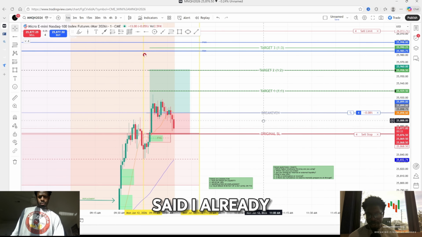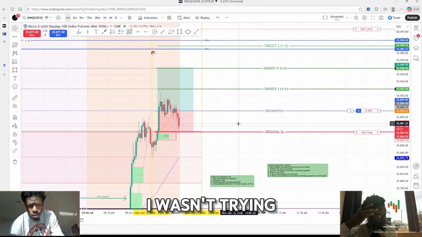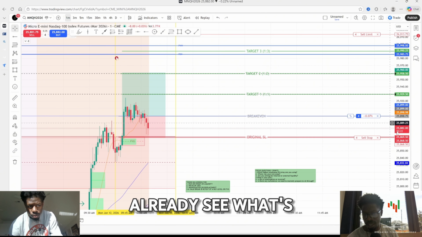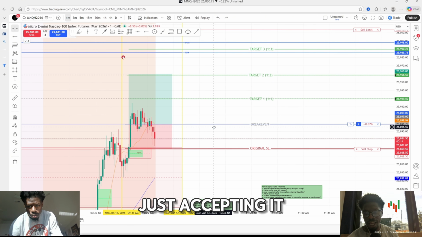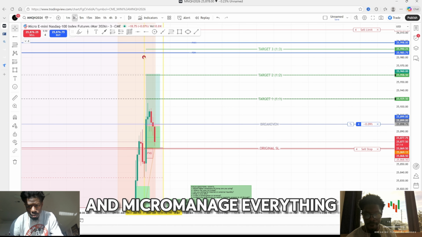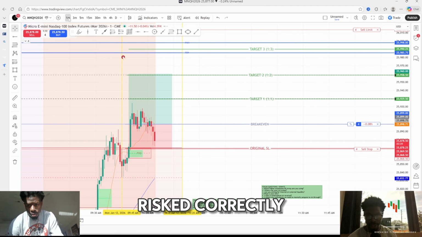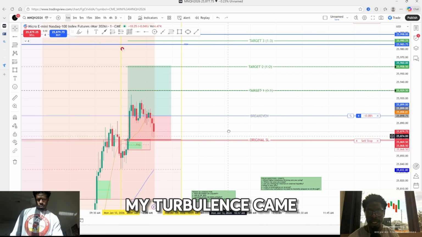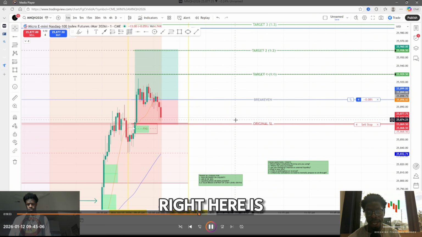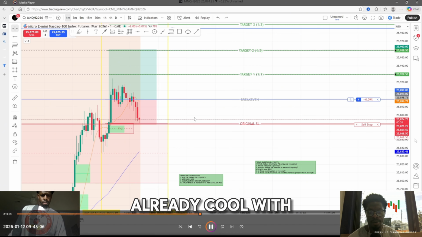So, like I said, I was already expecting the loss coming off of that hourly bearish fair value gap. I wasn't trying to fight it or go against it. I can already see what's going on. So I was just accepting it instead of trying to control it or micromanage it. I know that would have led me to trying to control and micromanage everything else. So I'm like, okay, cool. My risks are correct. I risk correctly. I know where my turbulence came from. I know what pushed me towards my stop loss. And my stop loss right here is basically another entry towards my main draw on liquidity. So I was already cool with that.